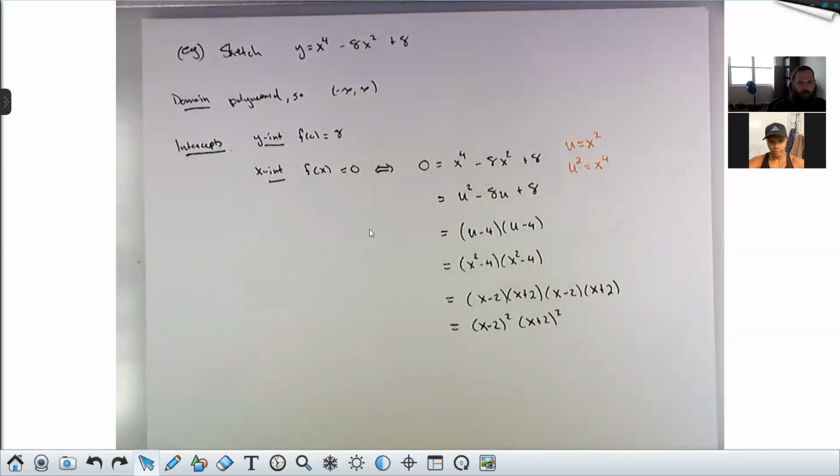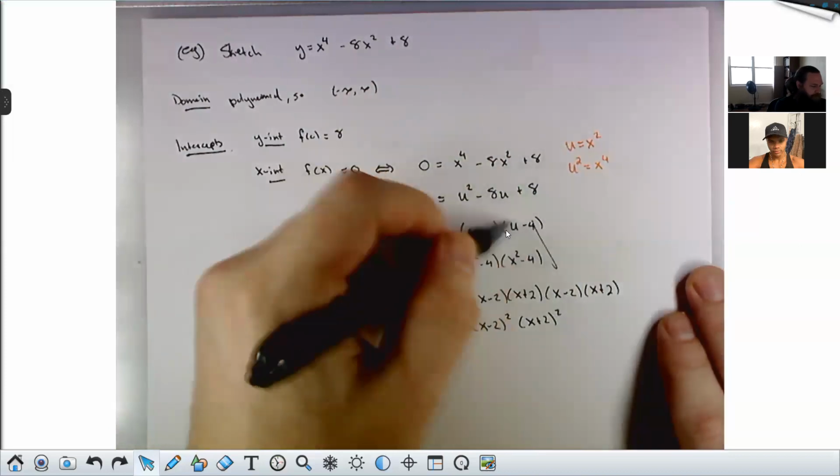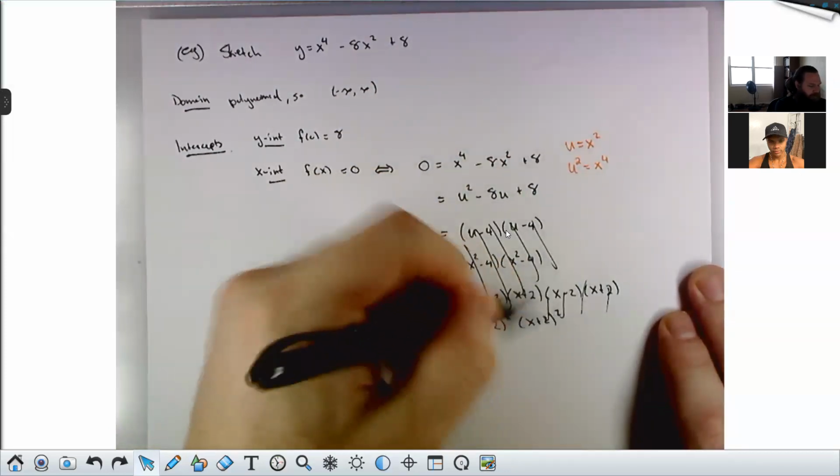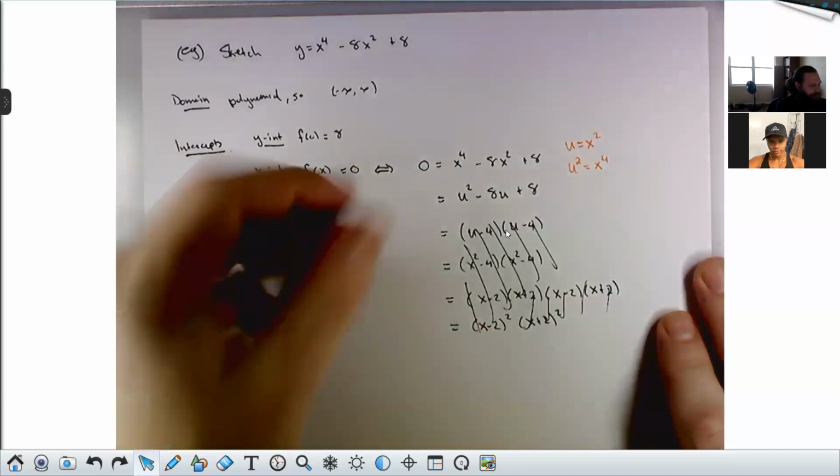Oh, you're right. Wait, no, I think you're right. You're 100% right. That's not how this factors. They have to multiply to 8, not to 16. Sorry, trying to work too fast. Okay, so how does this factor?